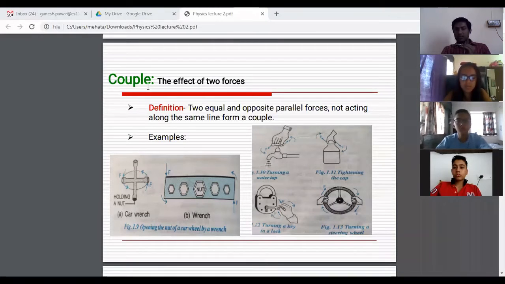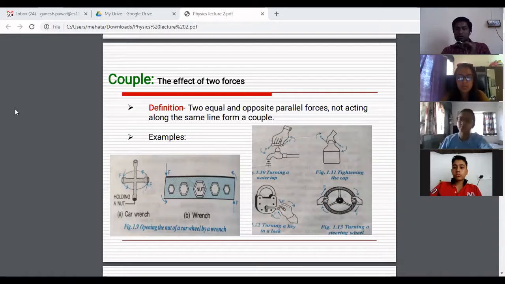That's why, when I write the word couple here, what I have written is the effect of two forces. Or if you take the example of a steering wheel, then one hand goes like this and the second hand goes like this. So there are two forces which are equal and opposite. Such an arrangement of the forces is going to form the couple.